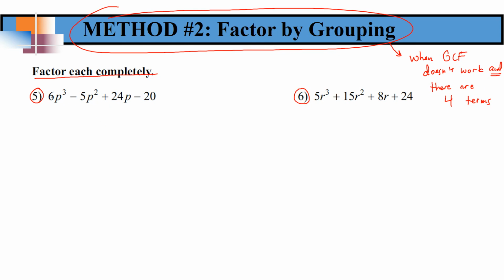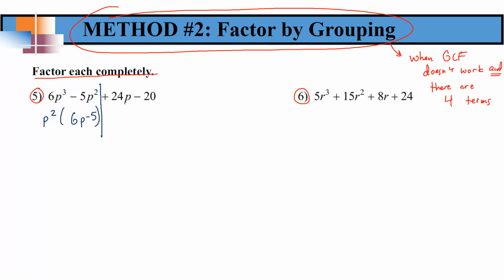If you notice there's no greatest common factor, but there are 4 terms, imagine drawing a line. Well, don't just imagine, actually do it. Let's draw a line here, and let's figure out the greatest common factor on the left-hand side. In these 2 terms, there's nothing between 6 and -5, but they do have 2 p's in common. We can factor out p squared, which would leave us with 6p minus 5.